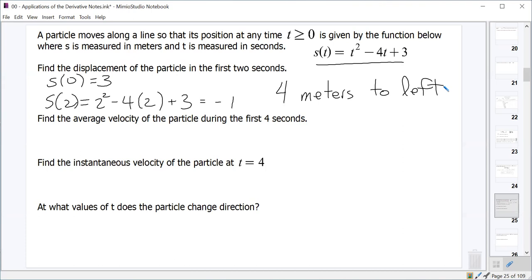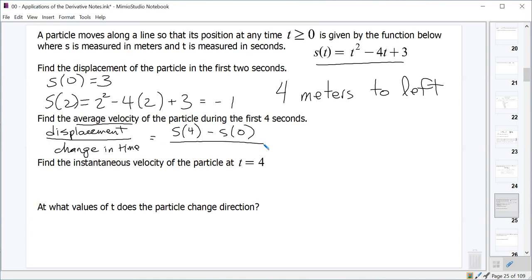If you're asked to find the average velocity of a particle during the first 4 seconds, then we need to find the displacement in those 4 seconds divided by the change in time. So we'll note this as a displacement, or a change in the position, divided by the change in time. And here we will look for s of 4 and s of 0. And if we find the difference between those, that would be our displacement.